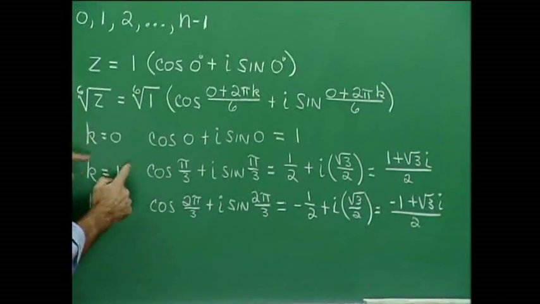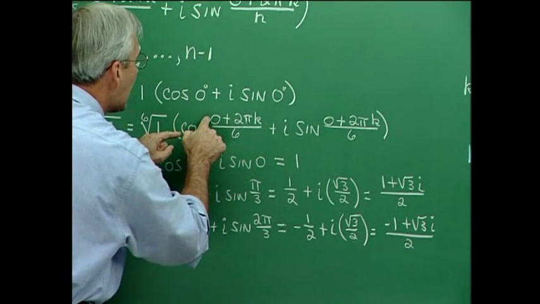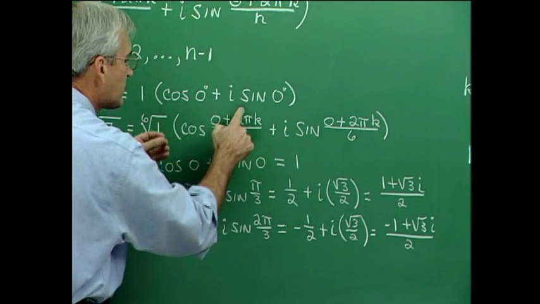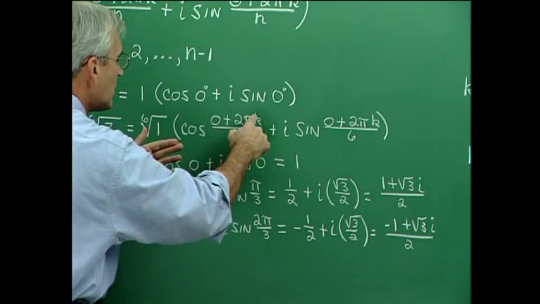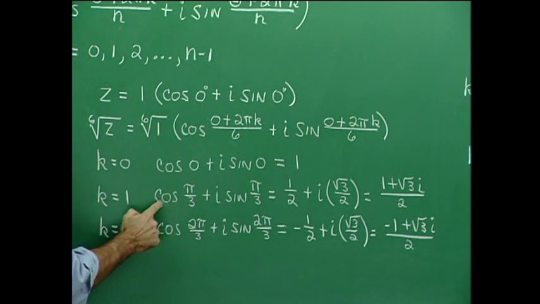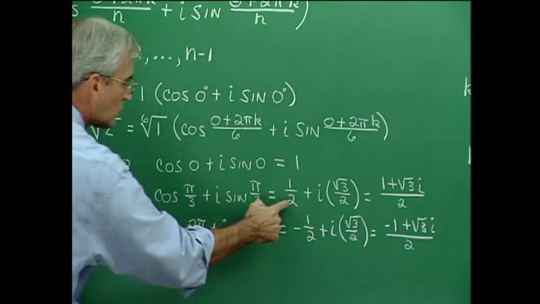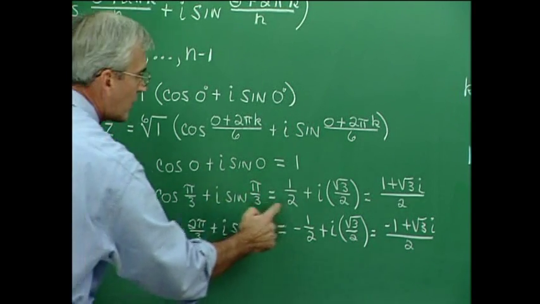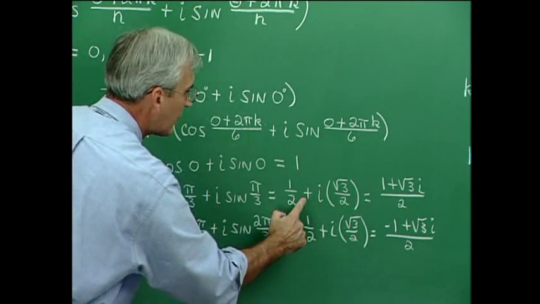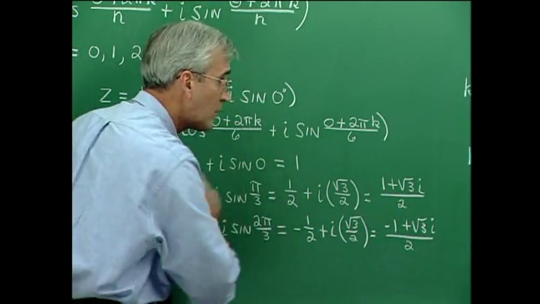Now, if k is 1, here's what happens. We have a 2 pi times 1. So we have 2 pi in the numerator, 6 in the denominator, 2 pi over 6, oh, that's pi over 3. So the fraction here becomes pi over 3. And over here also pi over 3, so it's cosine pi over 3 plus i sine pi over 3. Cosine of pi over 3 is 1/2. The sine of pi over 3 is the square root of 3 over 2. Writing this with the common denominator, it's 1 plus root 3 i over 2. And that's one of the items that we had before.